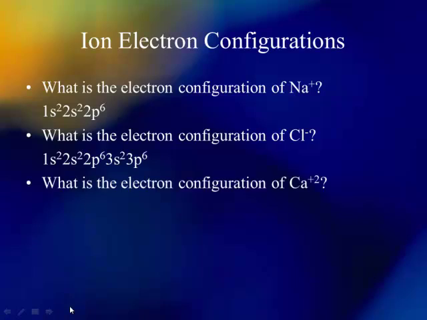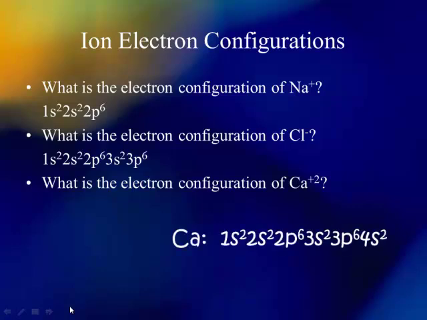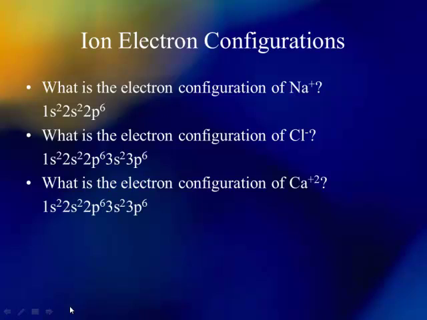One more. What is the electron configuration of a calcium ion? What happens to the calcium atom to become a +2 ion? The atom loses 2 electrons. Which 2? The 2 valence electrons. The electron configuration for the calcium ion then is 1s2, 2s2, 2p6, 3s2, 3p6.